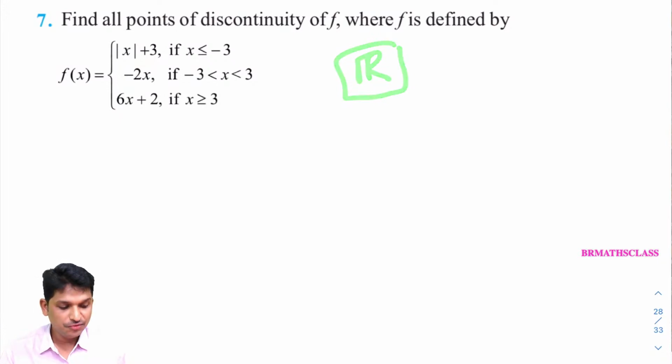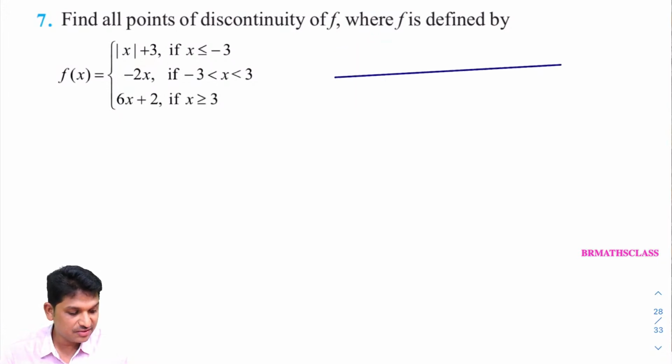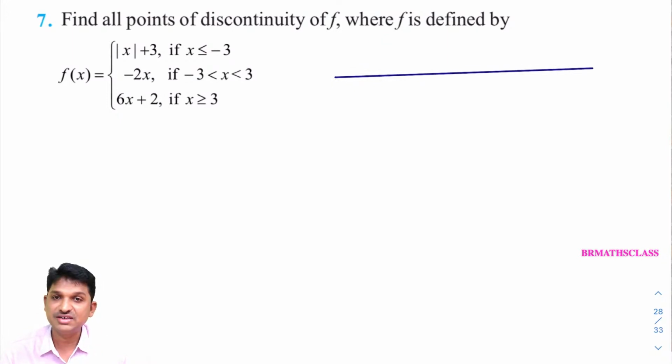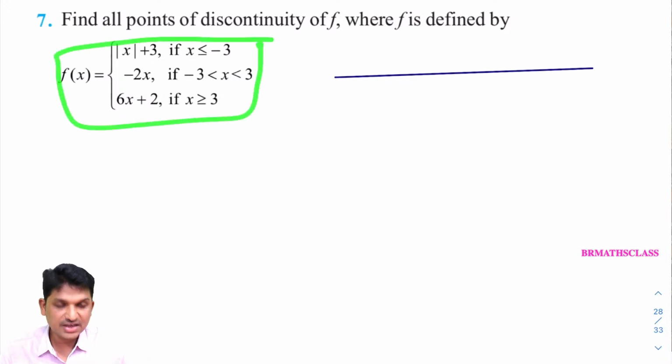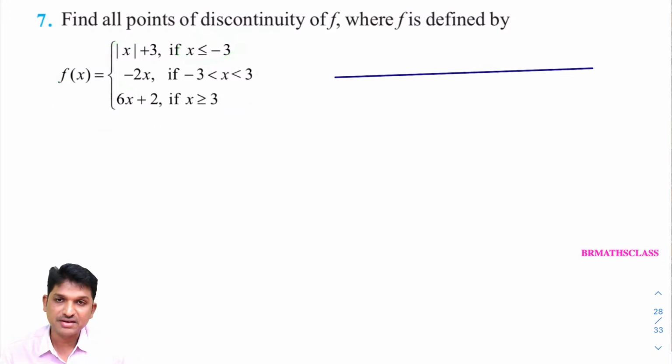So we need to check where the function is continuous or discontinuous. I need to check the continuity of this function on real numbers. And here if you observe, this function varies at 2 points. One is at minus 3, another one is at 3. When x is less than minus 3, this is the function. When x is in this interval, then this is the function. When x is in this interval, then this is the function we need to choose. So I'll divide this problem into cases.